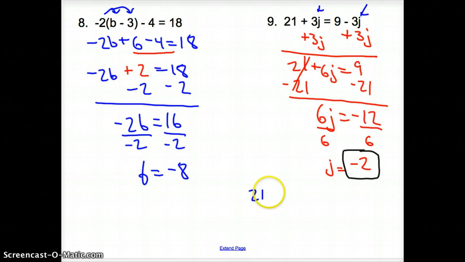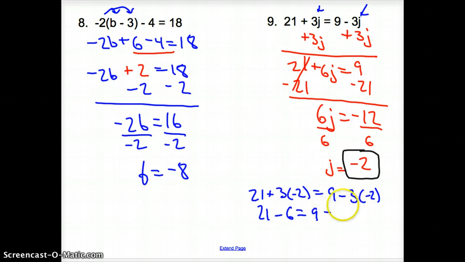So we have 21 plus 3 times negative 2 equals 9 minus 3 times negative 2. Do your multiplication. We have 21 minus 6 equals 9 minus, and that's actually going to be a plus because it's a negative times a negative, which is 6. Here we have 15, and 9 plus 6 is 15. So does 15 equal 15? Absolutely. So therefore we did find the right answer.